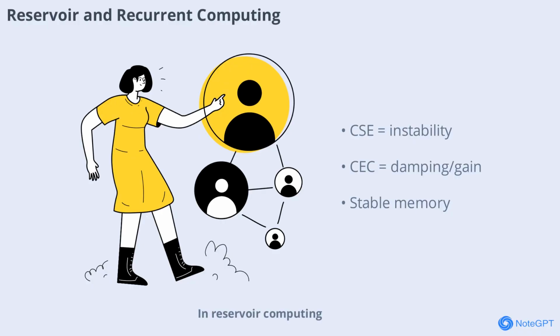In reservoir computing, CSE can be the local divergence or instability in the network's activation, while CEC is a damping or gain field that stabilizes the system near the edge of chaos. By tuning CEC based on CSE, the reservoir can maintain high memory capacity and robustness, adapting to changing inputs without becoming unstable or unresponsive.